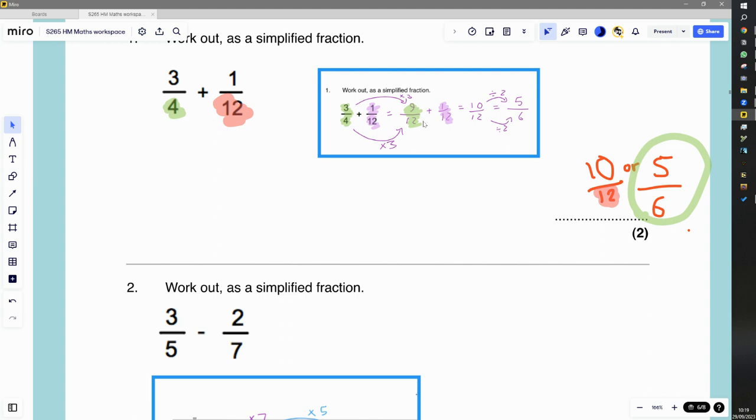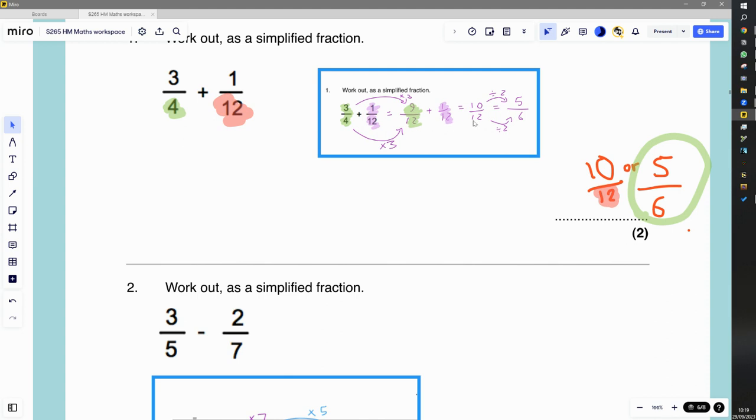3 over 4 becomes 9 over 12. What we're asking is, what did I need to multiply the 4 by to get to 12? I need to multiply it by 3. And so I have to also multiply the 3 by 3, giving me 9. And now I've got the same denominator.